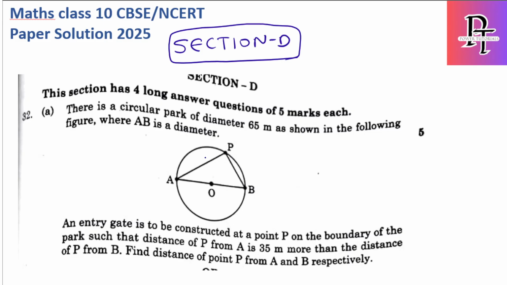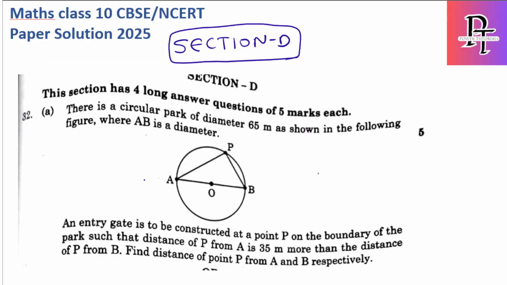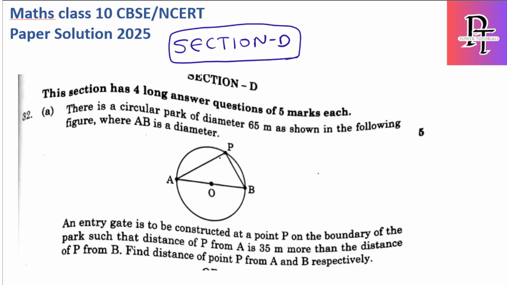So simply using Pythagoras theorem we can get one relation, and let's solve it. So what is the Pythagoras theorem? It is saying that the sum of squares of the two sides is equal to the square of the hypotenuse. So here the hypotenuse is the longest side, which is the diameter, which is 65. So I will write directly 65 square is equal to x plus 35 whole square plus x square. Why did I write x plus 35? Because in the question it is mentioned that PA is 35 more than PB.